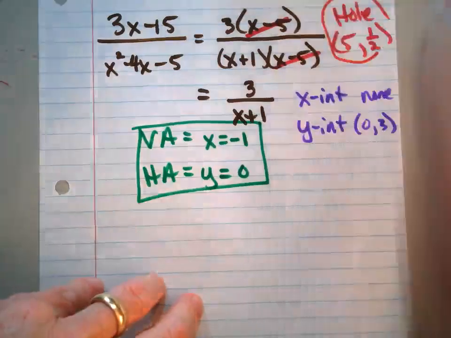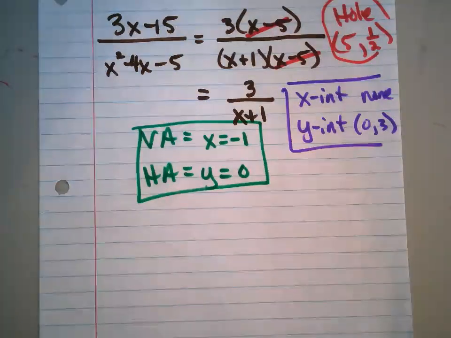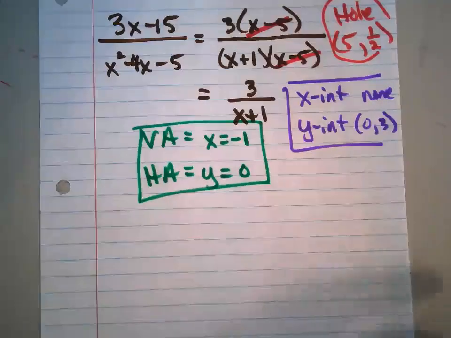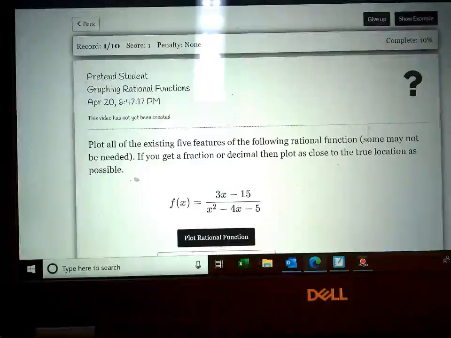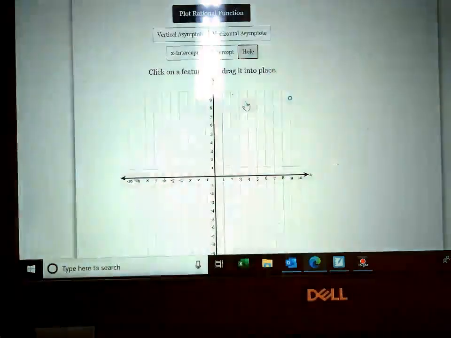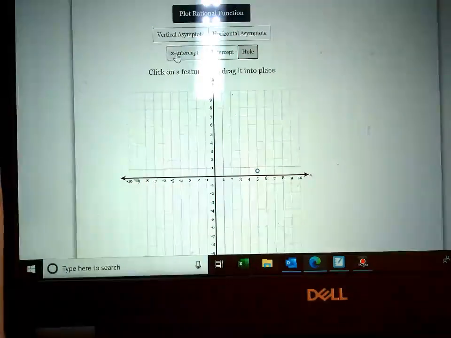So we have our hole, we have our intercepts or lack thereof, and we're ready to go put all this into Delta Math and have it spit out a graph for us. So I'll switch over. Let's come down and start to graph this. You see we have a hole. That hole is at 5, 1/2. We do not have an x-intercept, so we don't have to click on the x-intercept button. We do have a y-intercept at 0, 3.